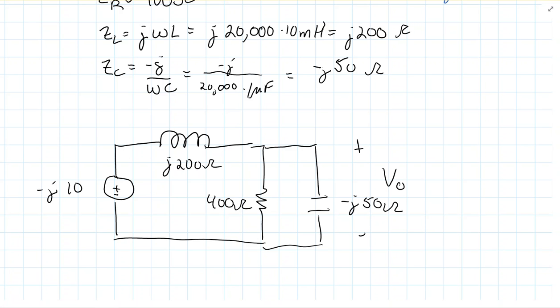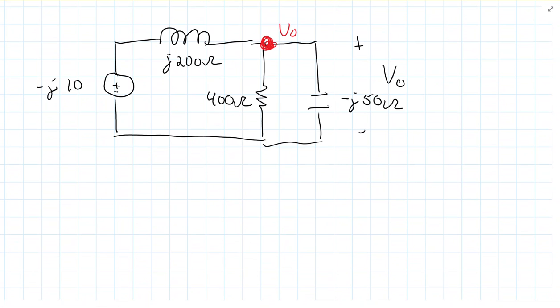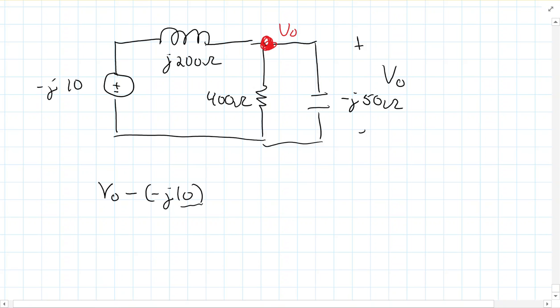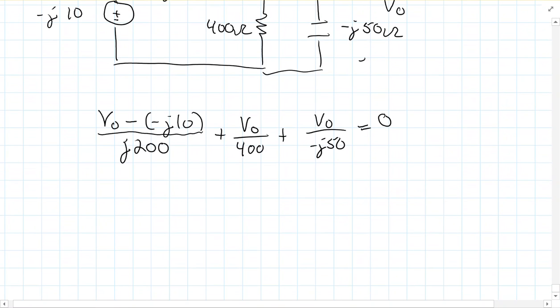Now we should also notice here that if I look at a node right here, this node is also V out there. And so I can actually just write a simple node equation here. A single one is all I'm going to need. I could do V out minus negative j10 divided by j200 plus V out over 400 plus V out over negative j50 equals 0.